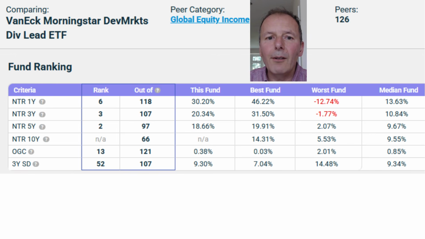So now if we look at Vaneck dividend leaders in the excellent website Pick a Fund, it comes within the global equity income category, and compared to its active peers, it's ranking 6th out of 118 over a 1-year period and 2nd out of 97 over a 5-year period.